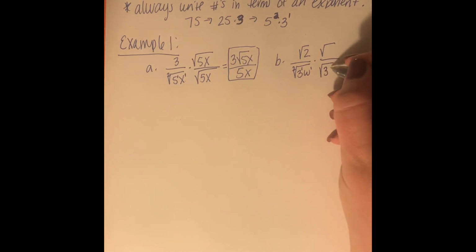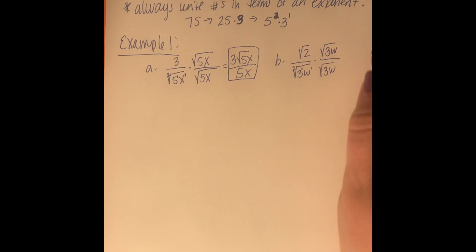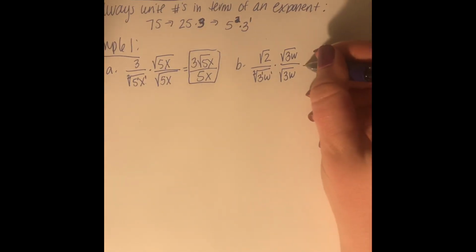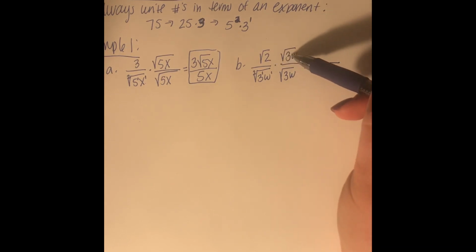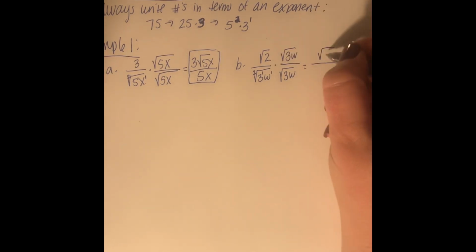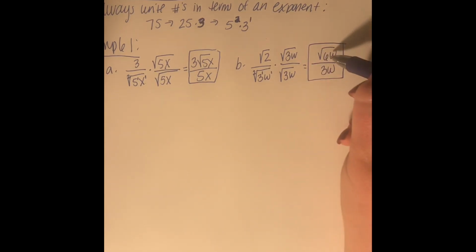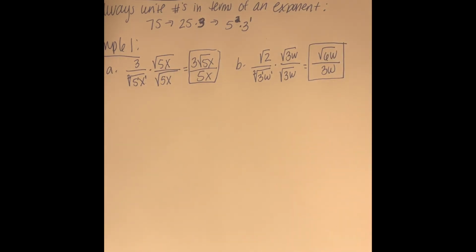So we need 1 more 3 and 1 more w, and whatever you do to the denominator, you have to do to the top. And when you multiply fractions, you multiply straight across. This time, because the 2 is inside the square root, we can multiply it to the 3. So we have the square root of 6w over 3w. And again, you cannot simplify anymore because this 6 is in a square root, this 3 is not. So that's it for example part B.